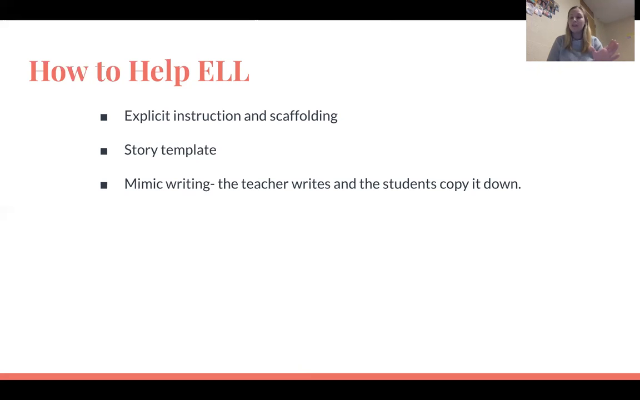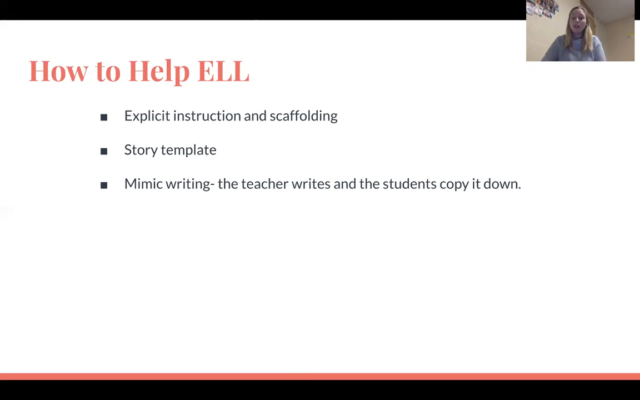I'm going to try that at the beginning of the year and try and work my way out of it, since we are in third grade. They've had about 3 years to start learning this. So hopefully we can start to loosen the reins a little bit and have them do it on their own. But we're going to start with using my story templates.